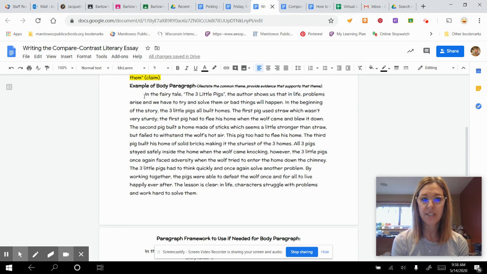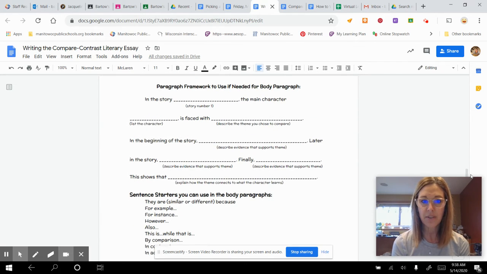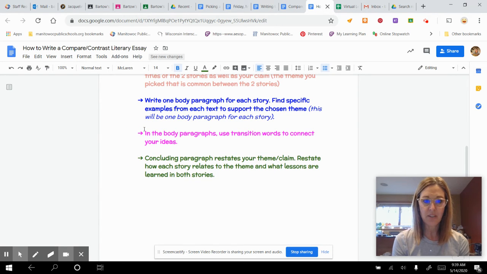Okay, so you'll see that I have a topic sentence, I have all of my evidence, and then I even conclude with the lesson is clear in life. I go back to that theme, that claim that I'm saying both stories share. I also included the framework that you can use along with story starters, sentence starters. Okay, so today, what you're doing then is you're writing the second body and the concluding paragraphs.